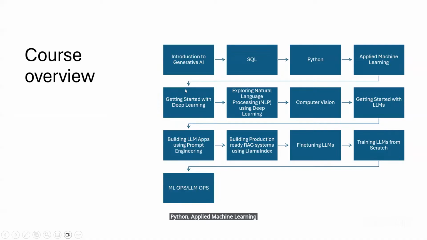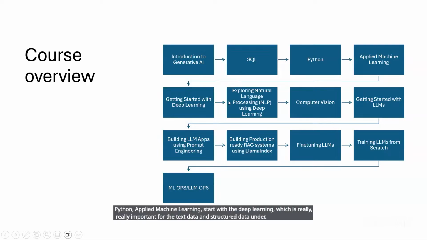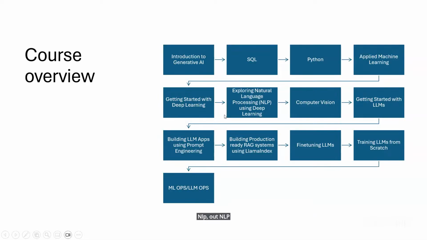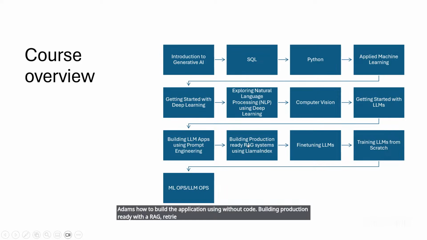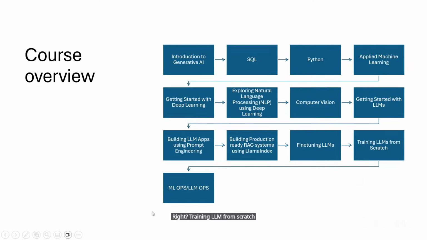Start with deep learning, which is really important for text data and structured data, then NLP, natural language text data, performing deep learning, computer vision, and then LLMs: how to build your own applications of LLMs, how to build applications without code, building production-ready applications with RAG, retrieval augmented generation, with LlamaIndex, fine-tuning, right? Training an LLM from scratch too, and deploying the model.